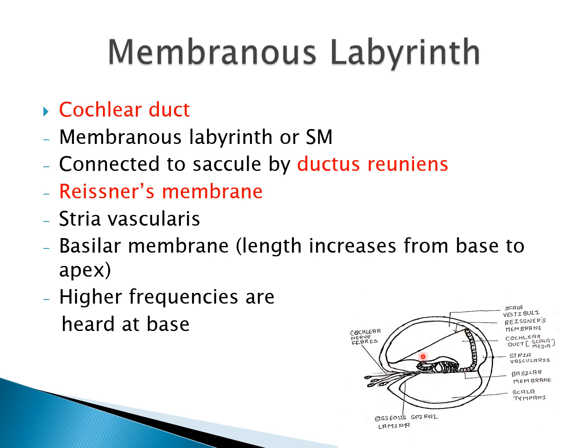Then the Reissner's membrane, it separates scala vestibuli from scala media. Then stria vascularis, it is the lining of the scala media which secretes the endolymph. So this is called stria vascularis. Then basilar membrane, it separates the membranous cochlea from the scala tympani, and the length of the basilar membrane increases from base to apex. So the higher frequencies, they are more represented at base, and the lower frequencies are represented at apex of the cochlea.